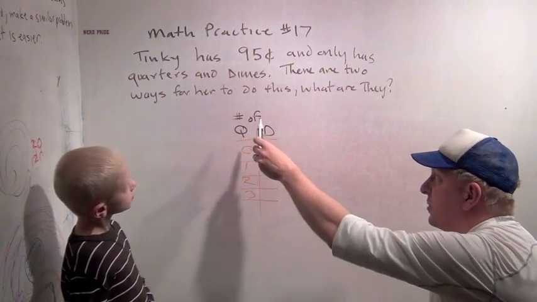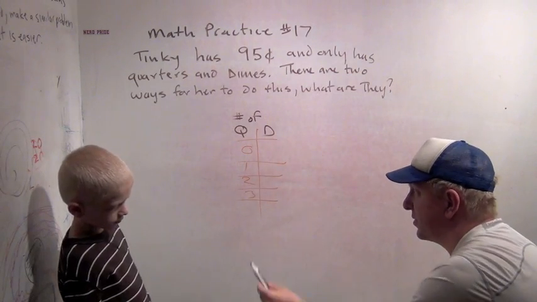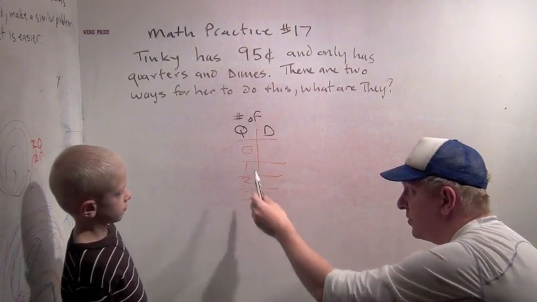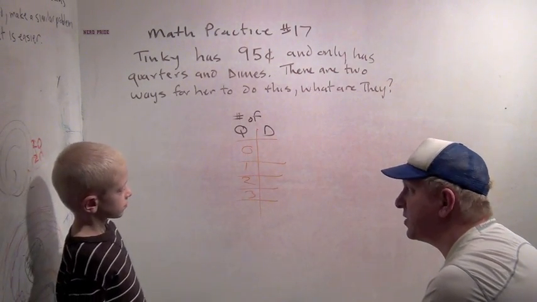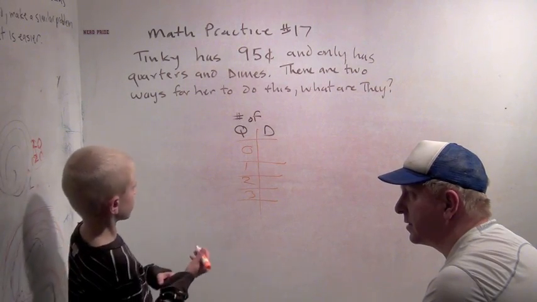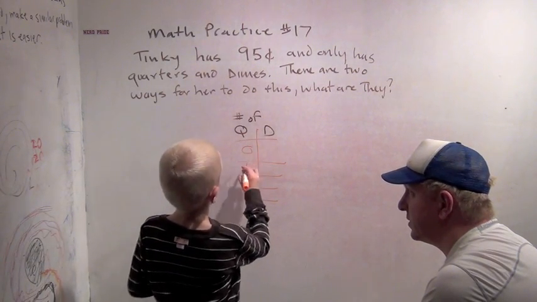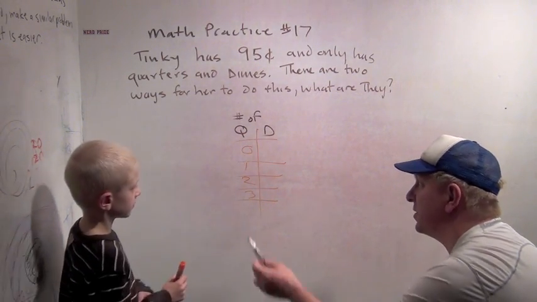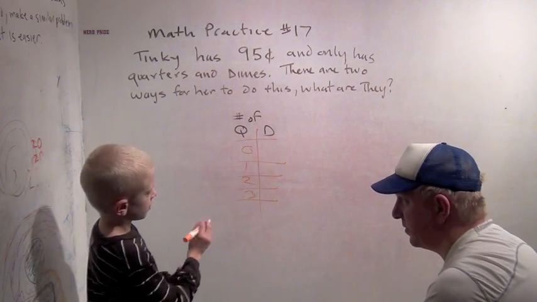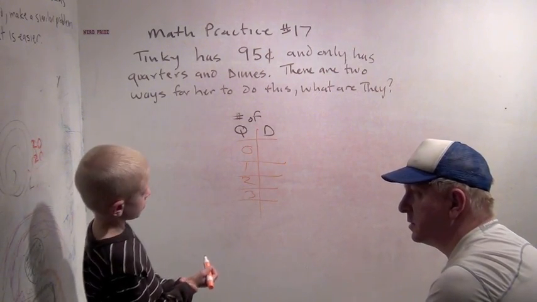Okay, so now we figured out how many quarters she might have, right? And the problem says there's two ways for her to do it. So two of these must work, and two must not work. So where would you like to start? We could start at one. Well, either start at the beginning or start at the end. Pick either. Don't start in the middle.